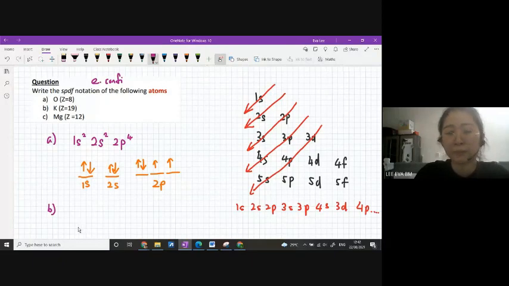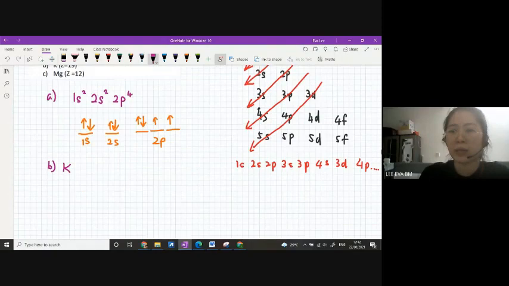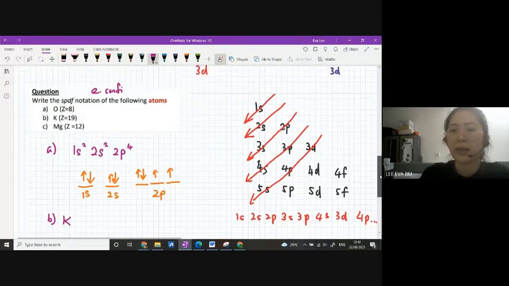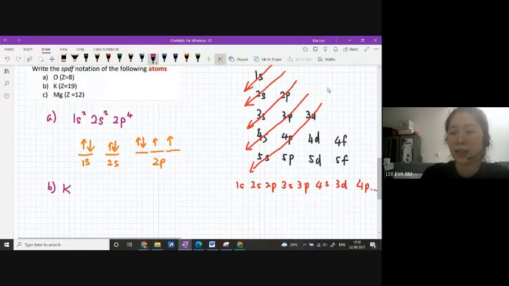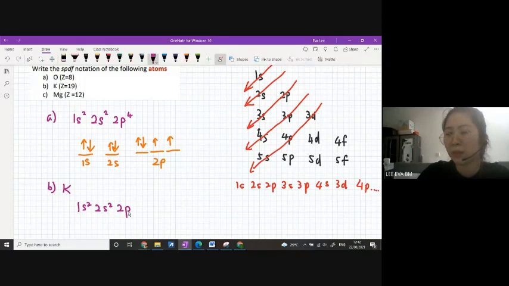Okay, so next one, let's look at potassium with the proton number of 19. Don't worry if you get a question with a large proton number. No problem, just follow the steps, the rules are all the same. So now 19 electrons. We start from 1s2, 2s2, 2p, maximum how many?